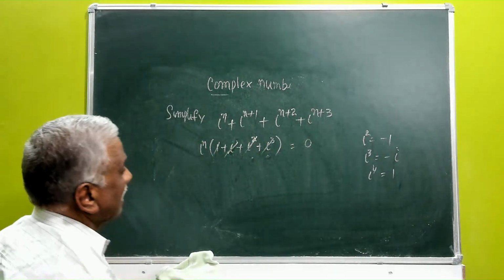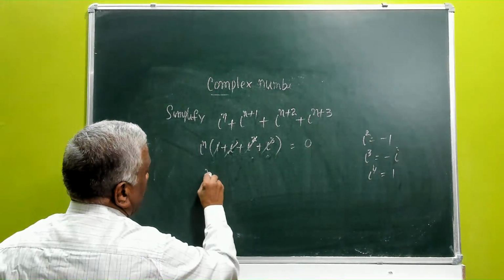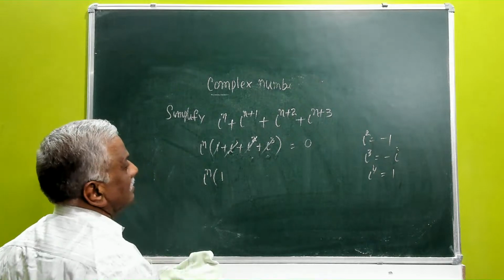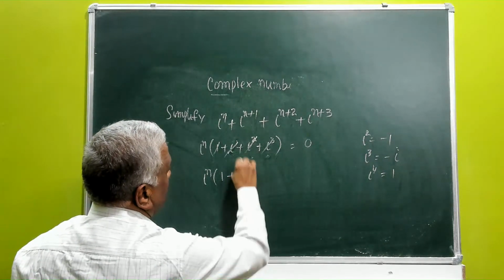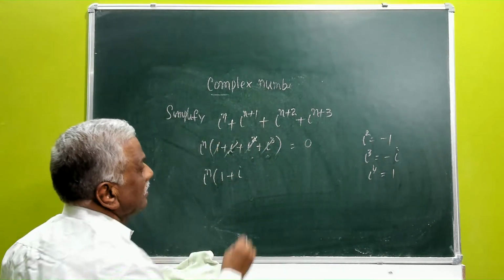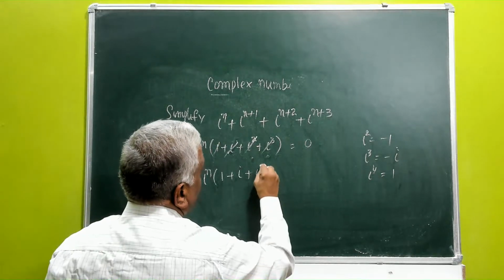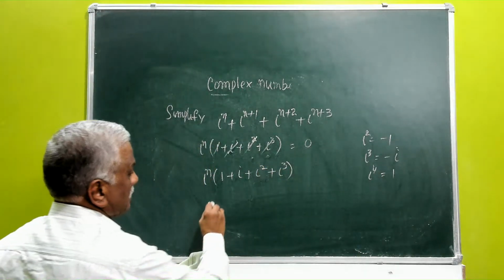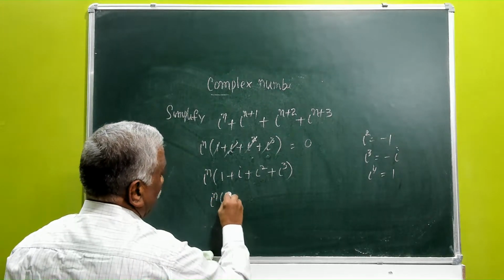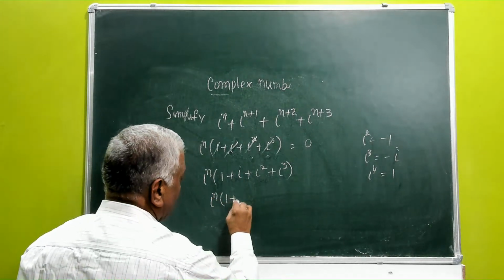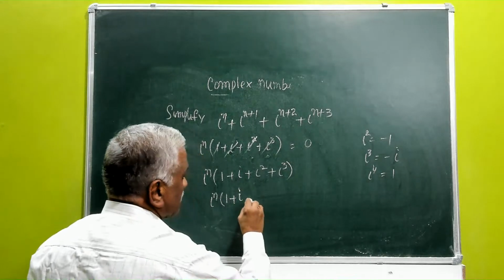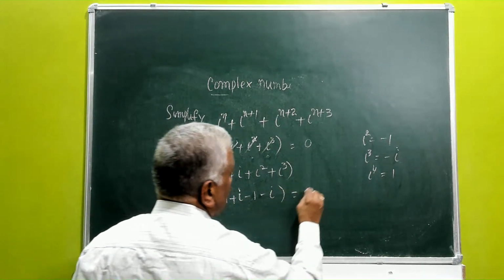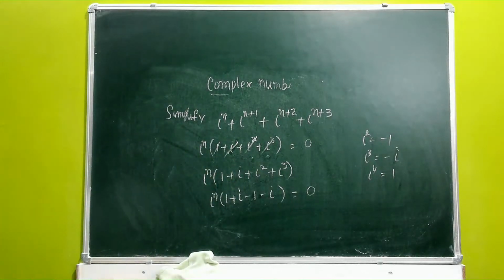And let me repeat once again because it may be confusing. When I take i to the power of n common, I get 1 here. Then I get i here, then I get i square here, then I get i cube here. Some students will find it difficult to follow. 1 is 1 only. i is i only. i square is minus 1 and i cube is minus i. Everything cancels. A very simple problem.